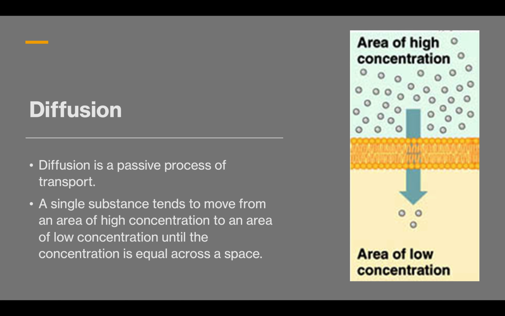Then we have facilitated diffusion. It's also free, which means it costs no ATP, no energy. And it follows the gradient, but it requires a protein, which would be located here within the cell.